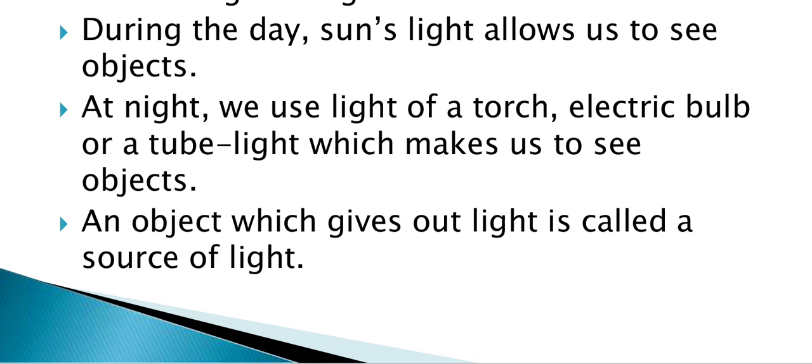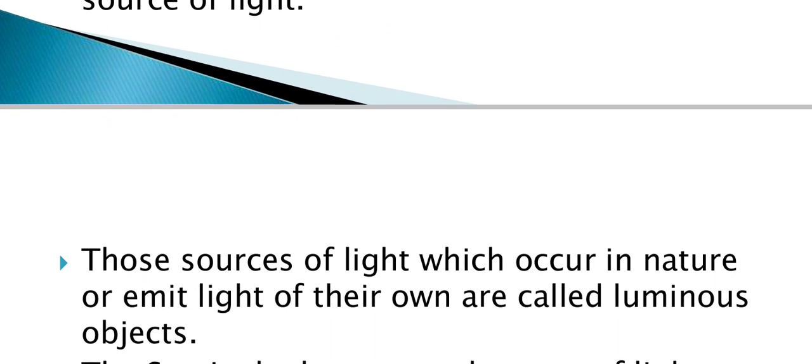The various sources of light around us are the sun, stars, electric bulb, tube light, kerosene oil lamp, candle, torch, and firefly, that is the natural glowworm, which gives out light. But the most important source of light for us is the sun. A torch bulb is an object that gives out light of its own, and the sun is another familiar object that gives out its own light.